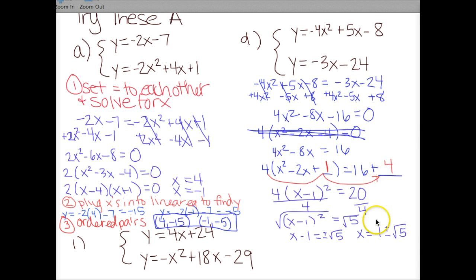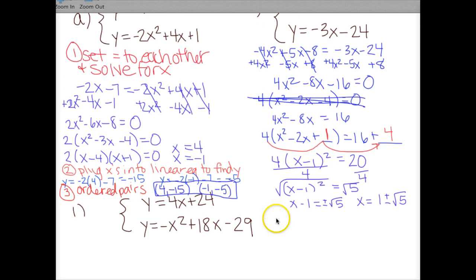So when I go to step 2, which is to plug those solutions into my linear equation, I plug them in separately. So I'm going to do y equals negative 3 times 1 plus radical 5 minus 24. And then the second one, I'll do y equals, sorry, my equal signs look weird, negative 3 times 1 minus radical 5 minus 24.